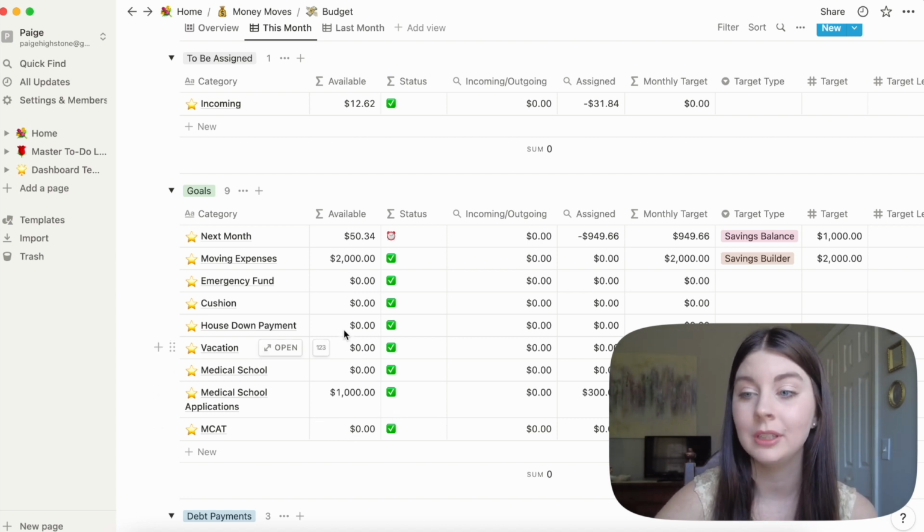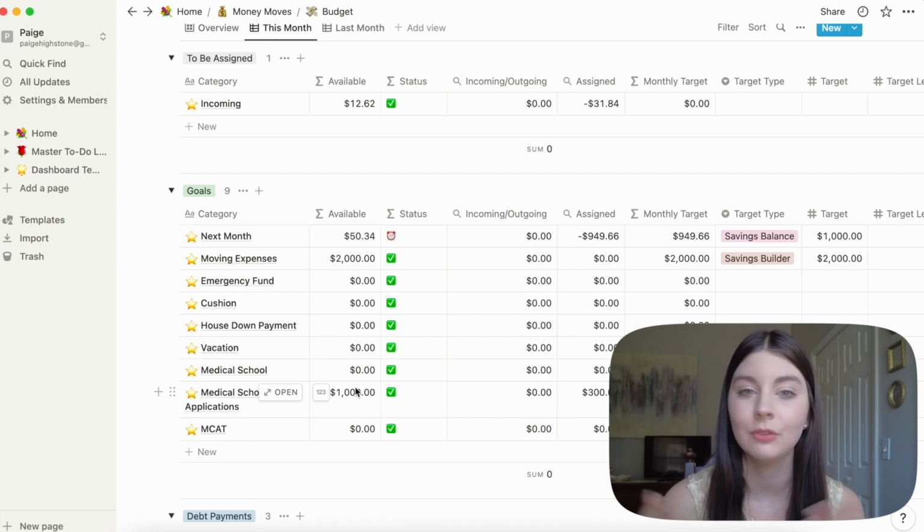Eventually, I will start funding these other goals, but because we're about to move up to Orlando, I know that's going to cause a lot of expenses to come in, and I want to make sure that is fully funded before I start trying to save towards anything else.